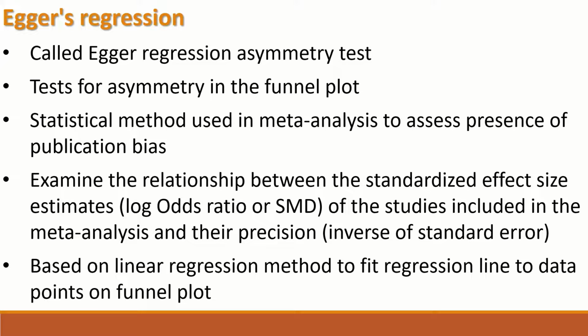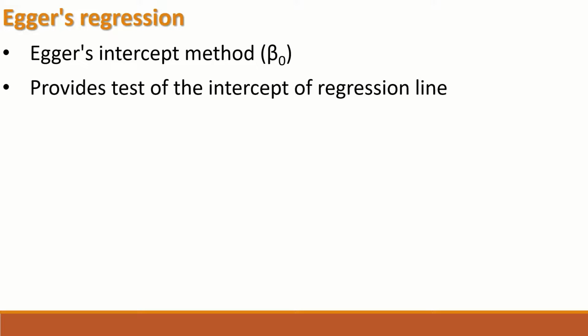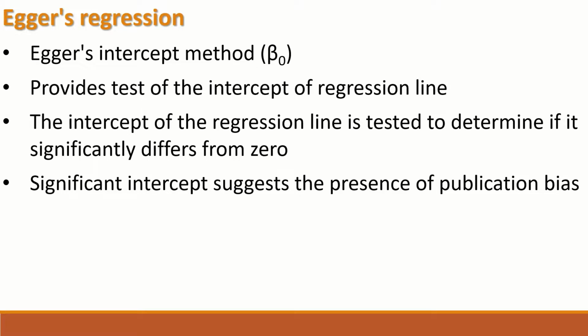Since the funnel plot is a scatter plot, a regression line can be fitted to the dots on the plot to generate a regression model. Egger's regression test is also called Egger's intercept method because it provides a test for the intercept of the regression line. The intercept of the regression line is examined to determine whether it is significantly different from zero. The aim of Egger's regression test is to assess whether the intercept is statistically different from zero. A statistically significant intercept suggests the presence of publication bias.